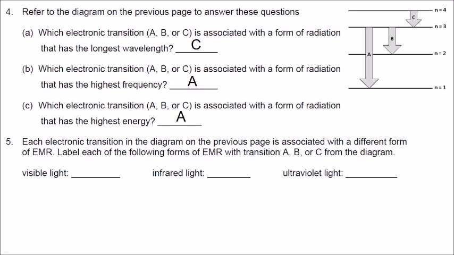That's A as well. Of the 3 forms of light given in number 5, ultraviolet light has the highest energy, and infrared light, of the 3, has the lowest energy. So therefore, transition A, which has the highest energy, would be giving off ultraviolet light. Transition C, which has the lowest energy, would be giving off infrared light. And in the middle, transition B is giving off visible light.